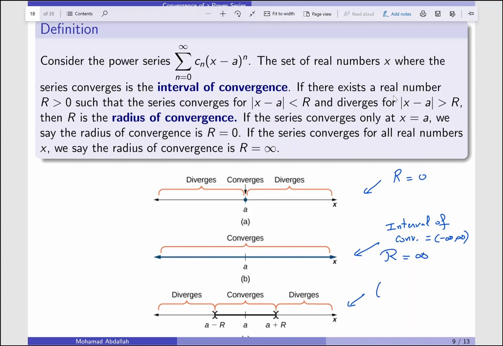is from a minus R. Well, I don't know if I'm going to include, so possibly I can include or exclude these endpoints. I don't know for sure. That's something that I cannot claim. But the interval of convergence is going to be from a minus R to a plus R. It could be closed or it could be open at each end. That's something that we will discuss. And in this case, the radius of convergence is R, as shown right here.